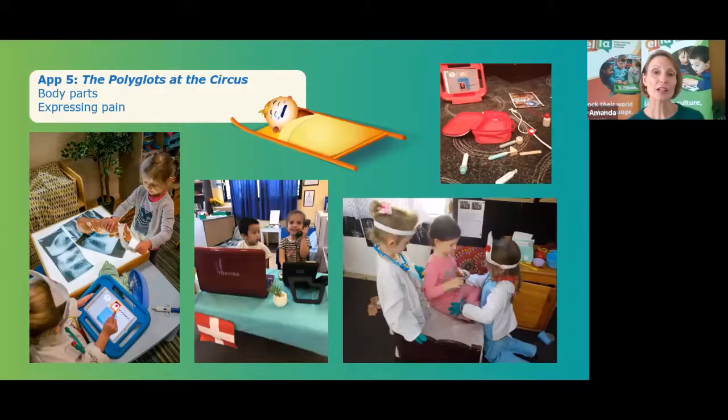At app 5, the polyglots at the circus has lots of circus ideas that you can develop with children, but the most obvious and engaging one, of course, is to create this hospital play, because it has a first aid helper tent. And then you can use the language of body parts, so talking about eyes and ears and nose and mouth, hands and legs, but in real play, where they're pretending to be doctors and setting up hospitals, and then using some of those words for these body parts in a new language.